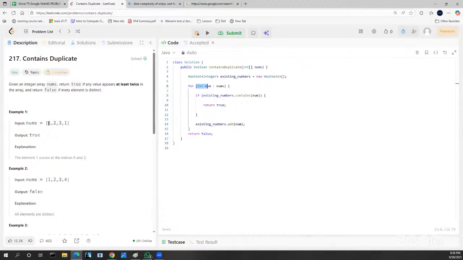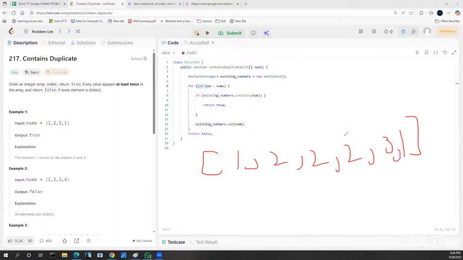Let's say you have multiple twos. For our algorithm to realize that it already has an existing number two, it doesn't have to go through everything. Let me explain. 1, 2, 2, 3, 1. Iterate over the array. If the number does not exist, add it. If the number exists, return true. We already have a 2 inside the array or 1 inside the array.